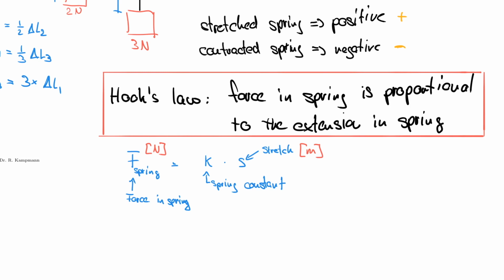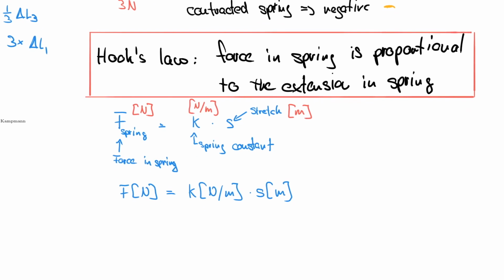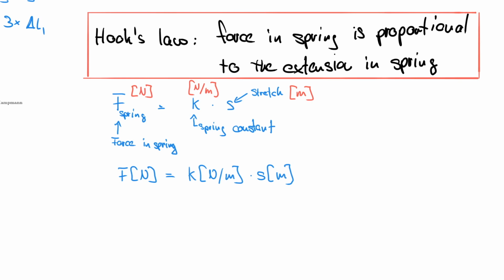So now you may ask yourself, what is the spring constant? And the spring constant, of course, has to complement this. So how do I get from meter to Newton? By something called Newton per meter, right? So here I need Newton per meter. And that is really how that is defined. So the real formula then reads F in Newton is equal to K in Newton per meter multiplied by S in meters.